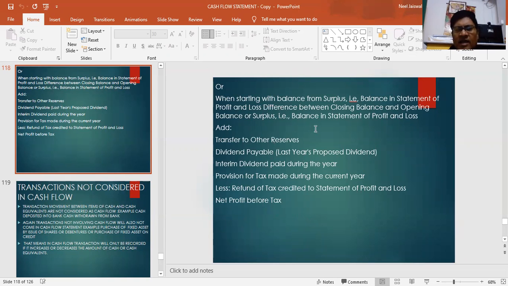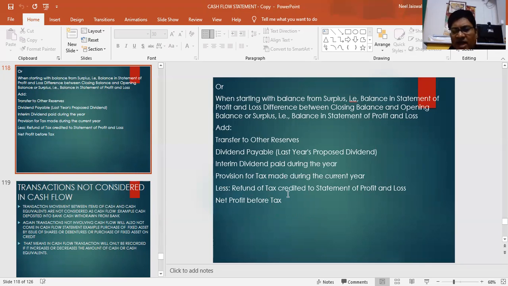And then add transfer to other reserves, add dividend payable, that is last year's proposed dividend. Remember, last year's proposed dividend, not the current year's, because whatever is current year, that is a contingent liability that will be confirmed in the coming year. So last year's we will take. Interim dividend paid during the year, we will take. Provision for tax made during the current year. Whatever tax you make in the current year, that is your liability that you need to pay. Provision for tax made during the year, so that is also added.